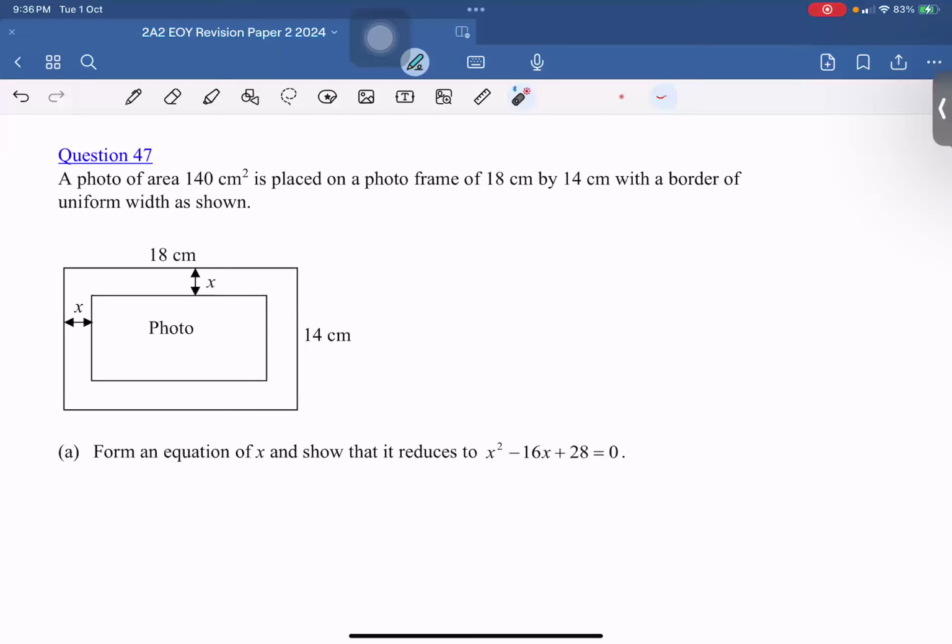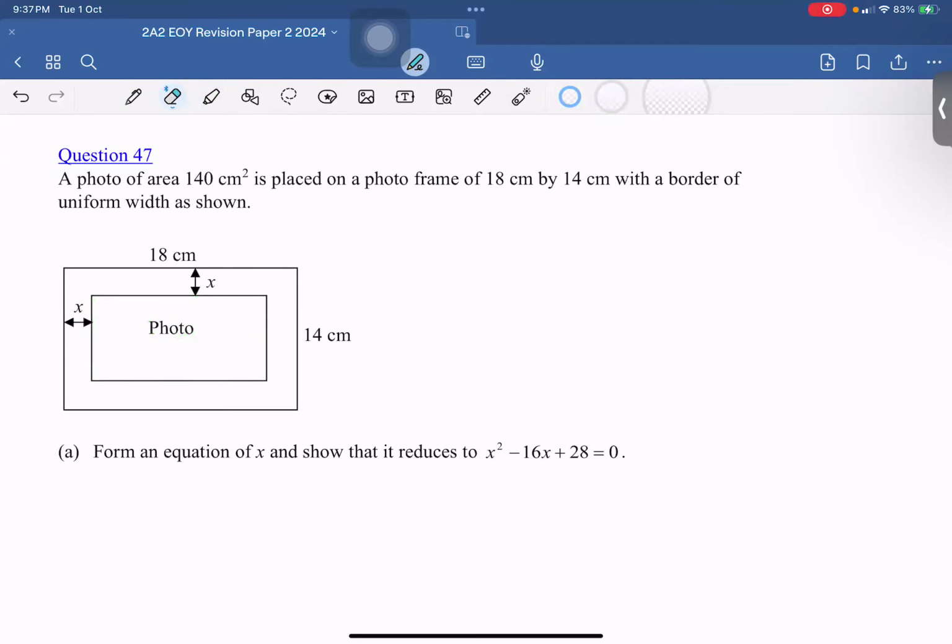The photo area. What is the area of this photo? Oh, somebody called you already. The photo has an area of 140 and is placed on a photo frame 18 by 14 cm, with a uniform width. So what is the area here in the middle, in the photo itself? This one is 140 cm squared already, right? So this portion is already 140.